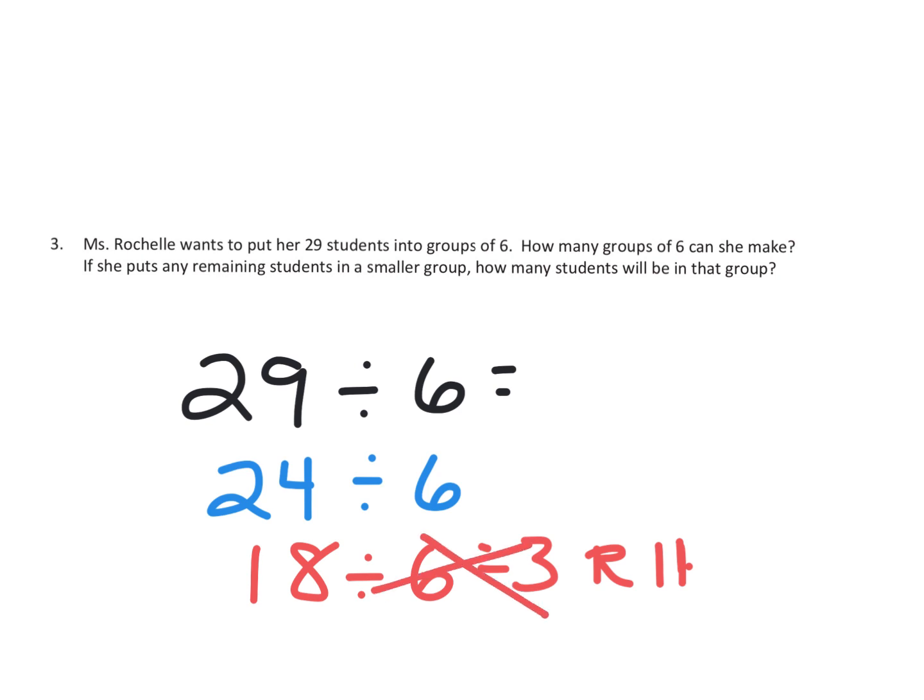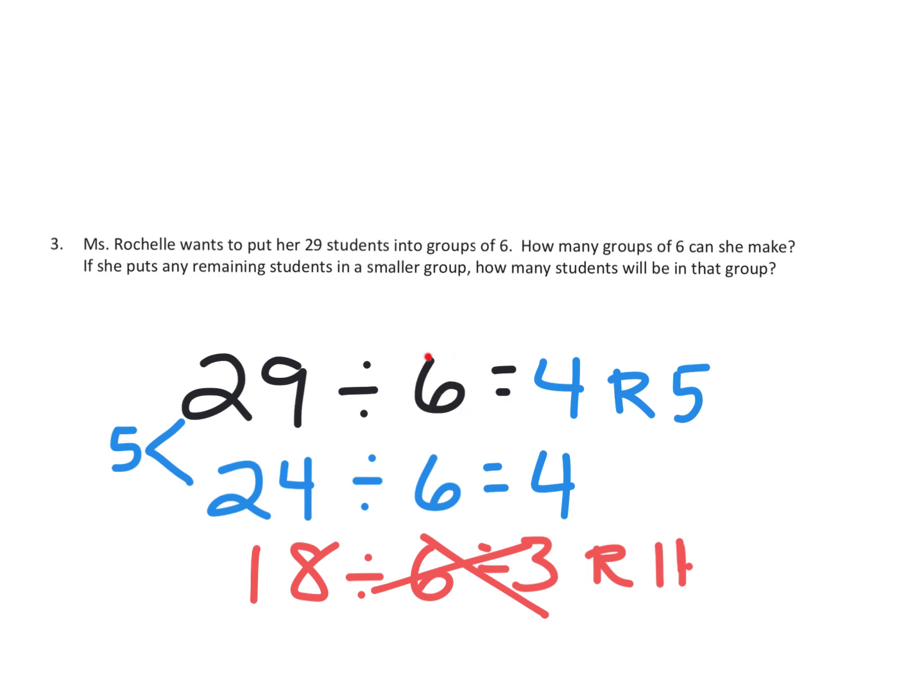So I want to divide not by 18 here, but use 24 divided by 6. The closest fact to 29, but don't go over 29. Well, I know 24 divided by 6 is 4. Then I've got to see if there's any remainder here. I've got to find the difference between 29 and 24, and the difference is 5. So I know I can make 4 groups, but I'm going to have a remainder of 5.